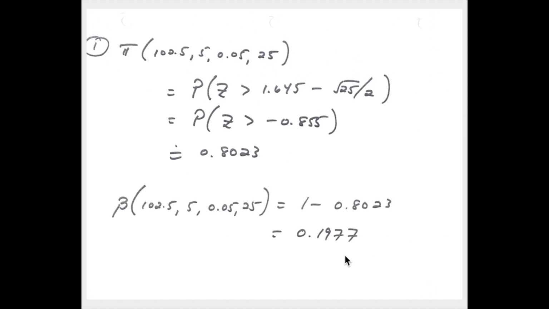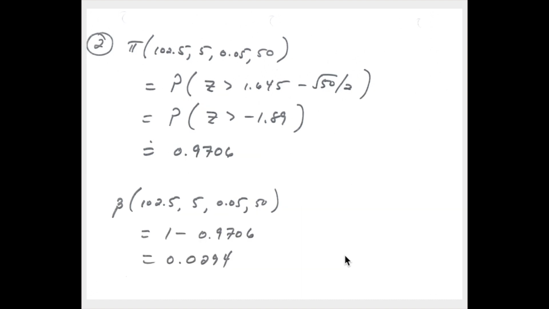If we increase the sample size to 50, then the power is going to increase to about 97%, 0.9706. So if we use a sample size of 50, the probability that we get a hold of a sample that leads us to correctly reject the null hypothesis is 0.9706. There's about a 97% chance of that. And the probability of a type 2 error in that case would only be about 3%, 0.0294.